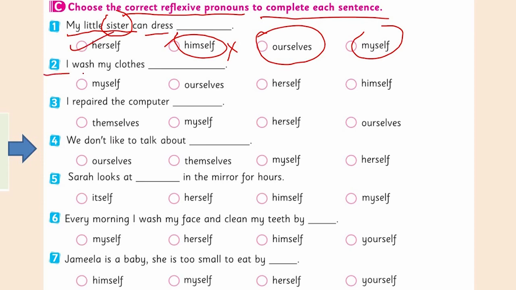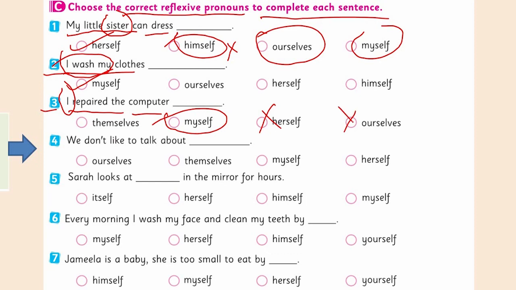Look at the second one. I wash my clothes. So, I wash my clothes. We have two personal pronouns here. In this sentence, the person is talking about himself or herself. Then, yes, it's very obvious, it's very clear to us. Myself. Now look at the third one. I repaired the computer. Again, I use the personal pronoun. Yes, myself. Herself is used for a feminine noun here. Themselves is referred to more than one person, the other people, more than one.